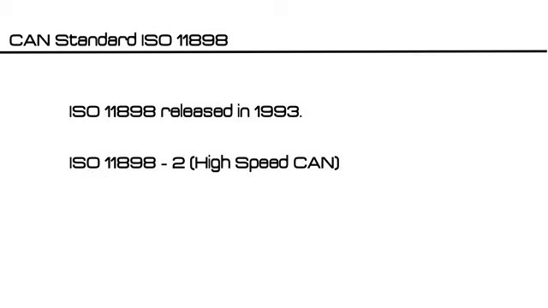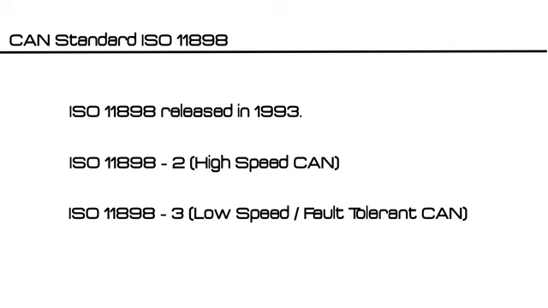As the automotive industry started to adopt CAN, ISO released the CAN standard ISO 11898 in 1993. Later on, ISO added several higher versions, for example, ISO 11898-2 and ISO 11898-3. There are more types of CAN bus, but for the sake of simplicity of this video, we are not going to go over all the details of each type.